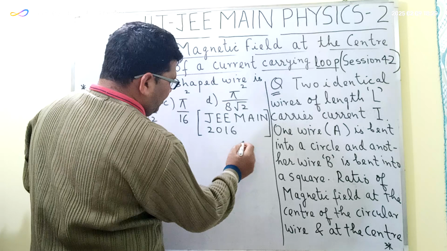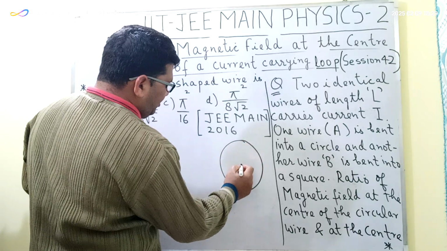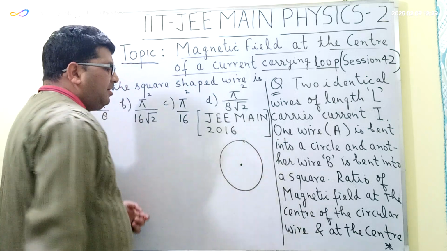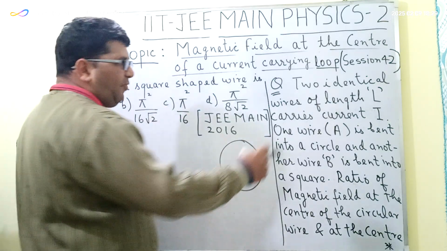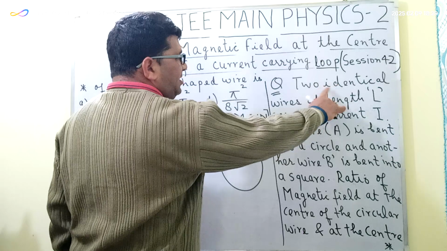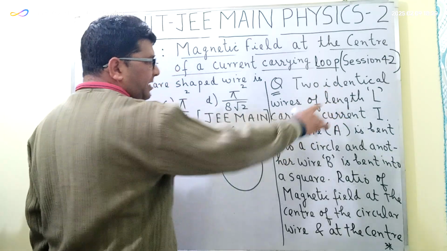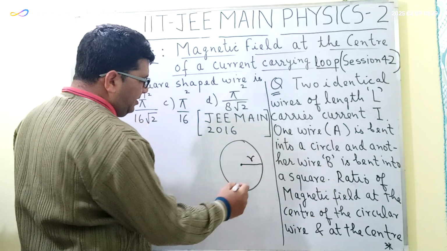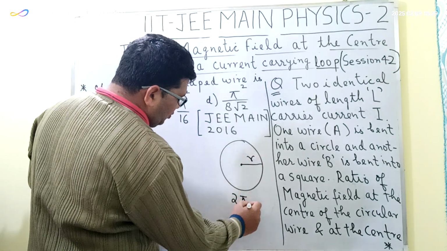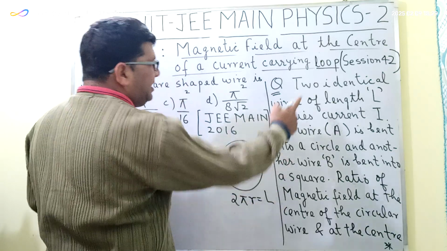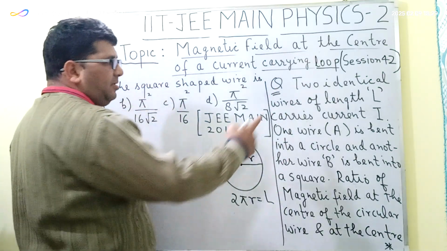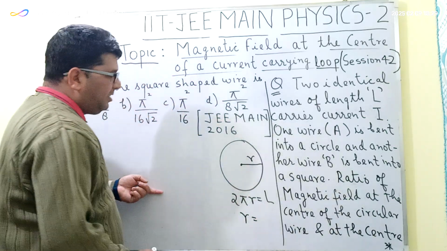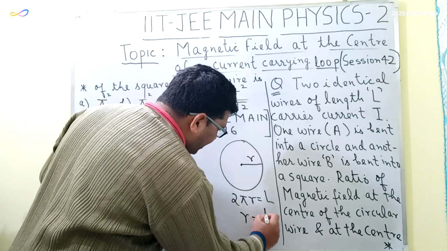So this is the current carrying circular wire, and this circular wire is formed by bending one of the two identical wires of length capital L. So इसका अगर radius r है, let us say small r, then its circumference, that is 2 pi r, will be equal to the length of the wire. So from here we can say that the radius of this current carrying circular wire will be equal to L upon 2 pi.